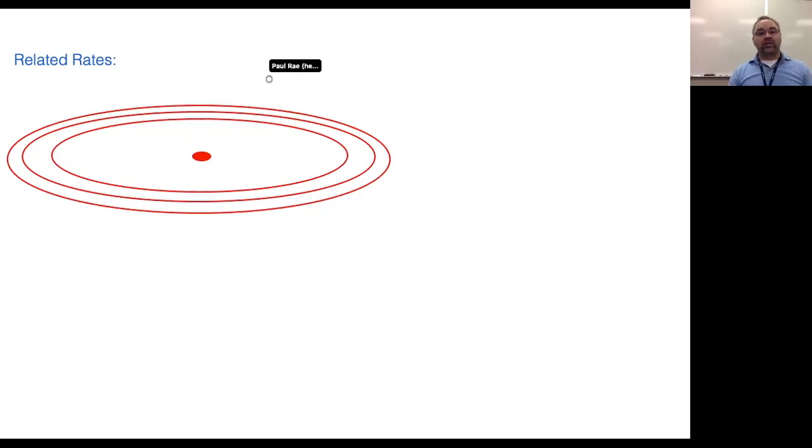What I want to think about is the area of the disturbed water. Imagine from the center of where we drop that out to the edge of the largest circle. There's a radius there. And so in a related rate scenario, what we might be thinking is, how does the rate of change of the area relate to the rate of change of the radius?